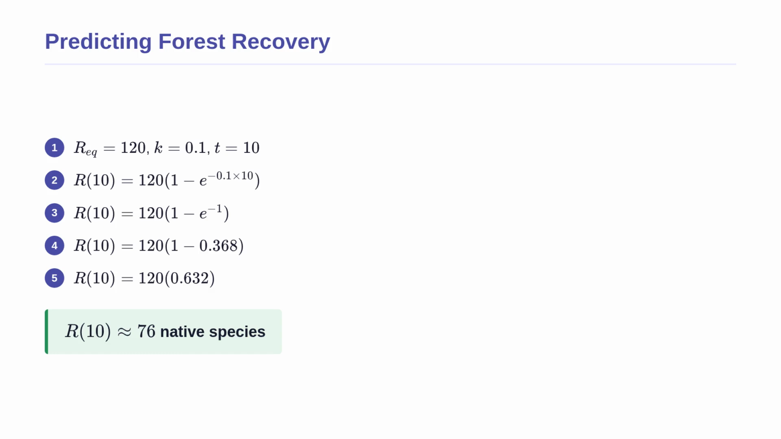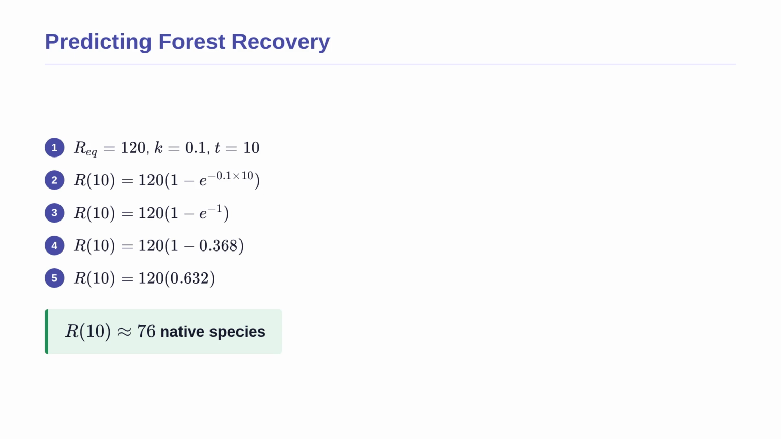Let us see this formula in action with a concrete example. Imagine a mining company destroyed a rainforest, leaving 0 native plants. We are given a target equilibrium of 120 species, a recovery rate of 0.1 per year, and we want to find the recovery after 10 years.